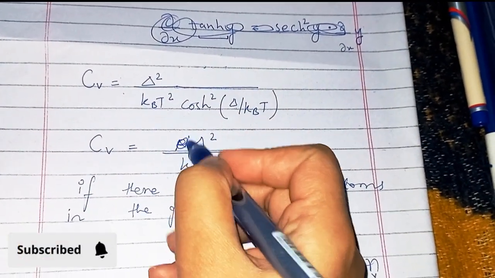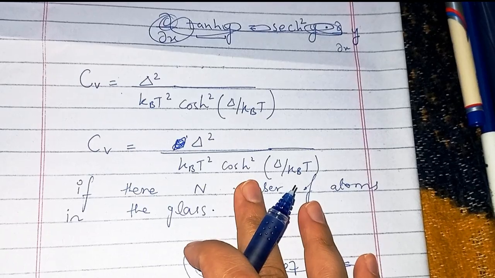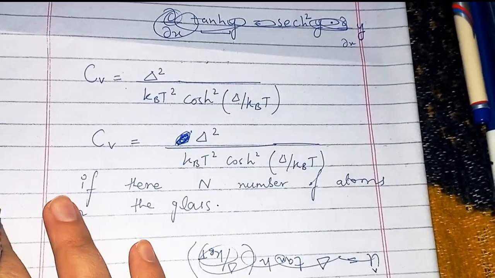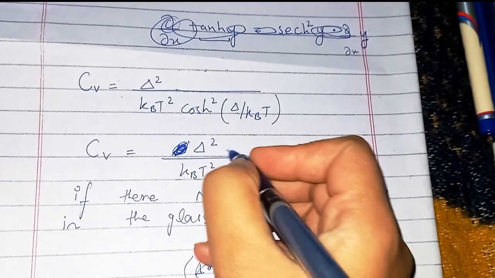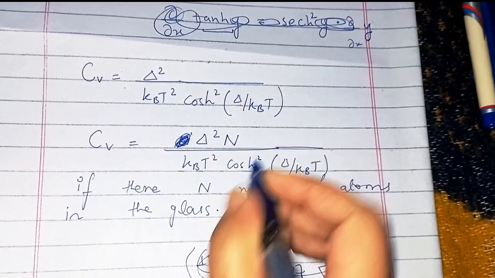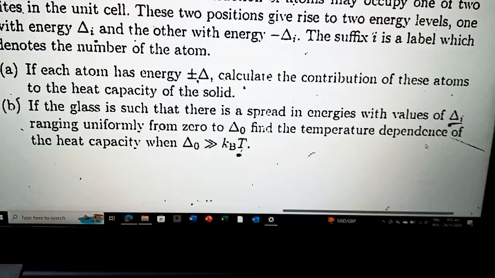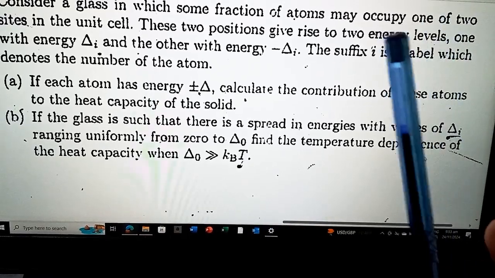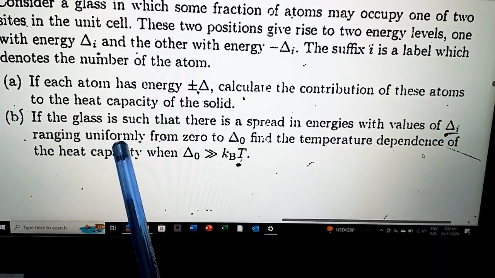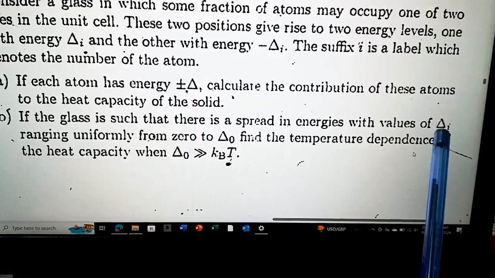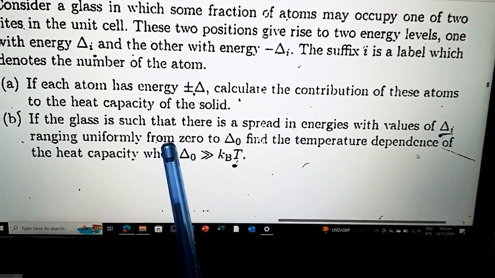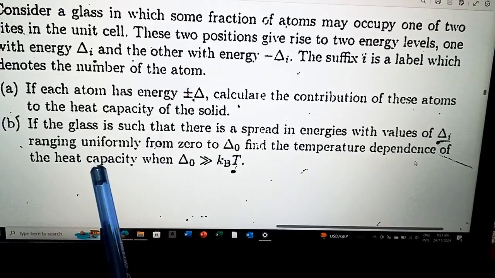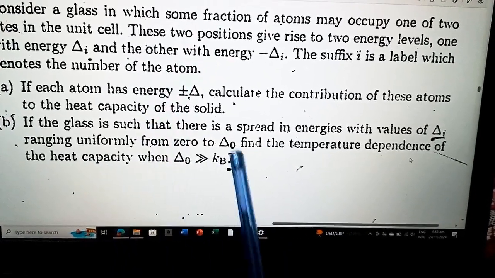Alright, while this would have been the expression of heat capacity for a single atom, to constitute the contribution by all of the atoms, we simply multiply it by capital N. Okay. In part B, we can see here that we have a spread of energies, which means that there is a uniform distribution of energies, generally represented by delta I, and it is varying from 0 to delta naught. Alright, and we have to find out the heat capacity expression under this approximation.